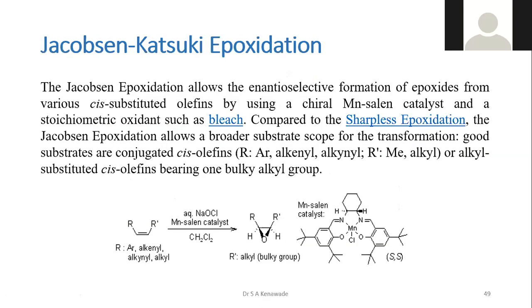Then Jacobsen-Katsuki epoxidation. This is a modified form of Jacobsen epoxidation. In this case, the reagent is modified. Jacobsen reagent is modified as shown in this plot. Here, all the reagents are the same as discussed in Jacobsen, but the main catalyst, the manganese salen catalyst, is modified, and it will convert alkene to the epoxide.